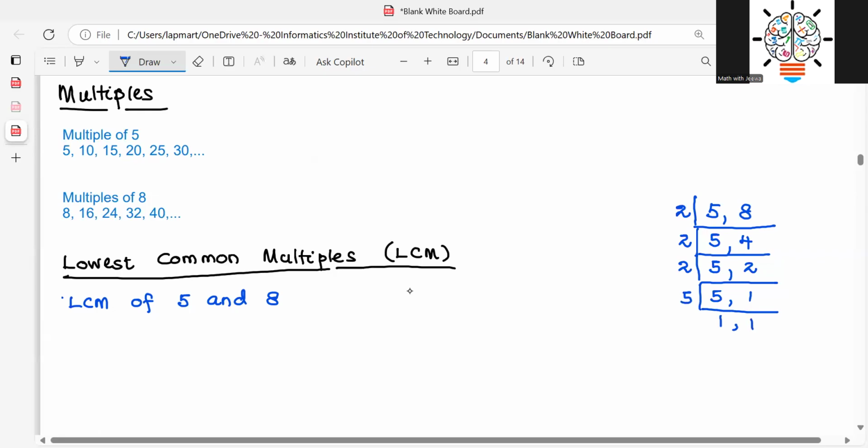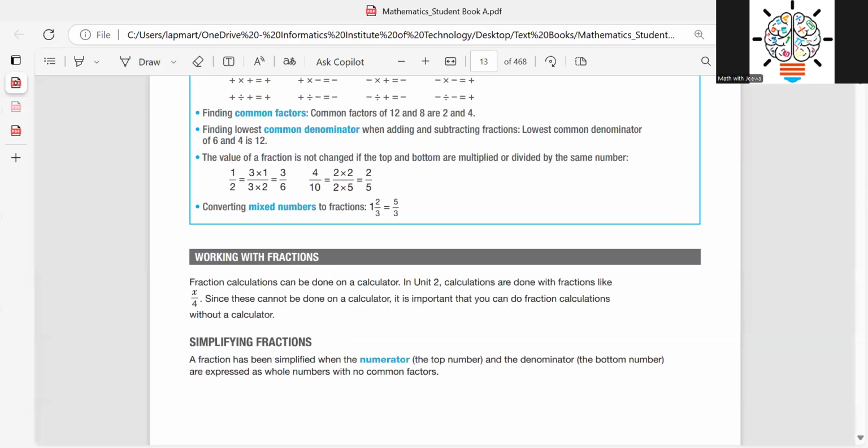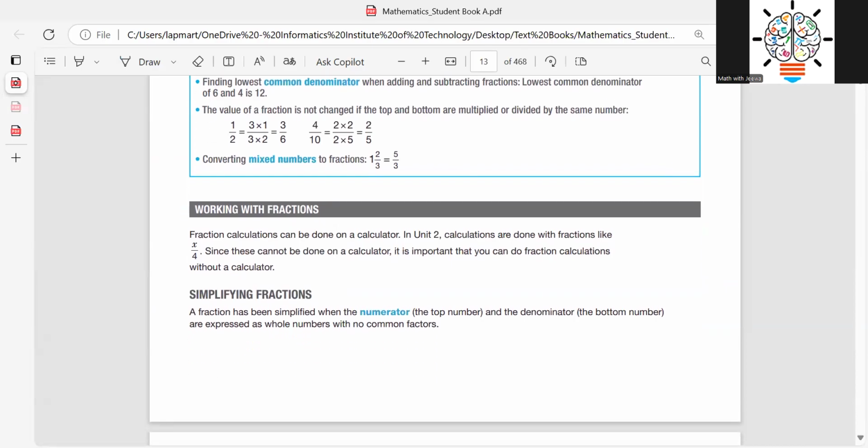So then how do you get the LCM of 5 and 8? You multiply all the numbers here: 2 times 2 times 2 times 5. And the answer is 2 times 2, 4. 4 times 2, 8. 8 times 5, 40. Then the LCM of 5 and 8 is 40. We'll see what else we want to discuss.